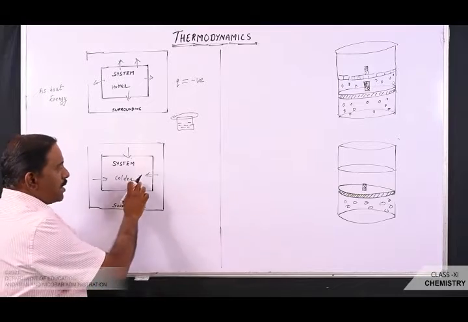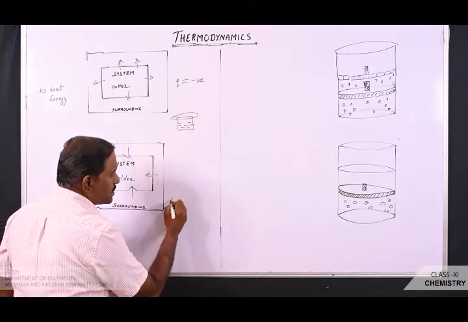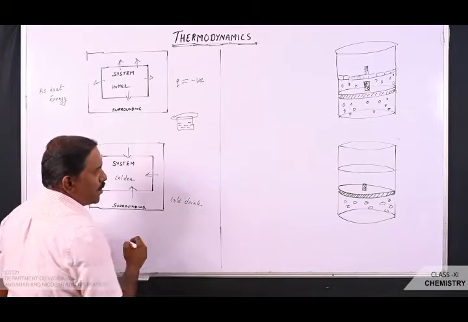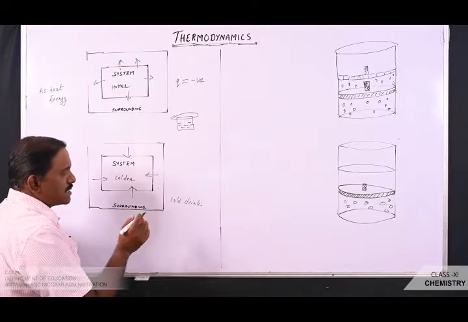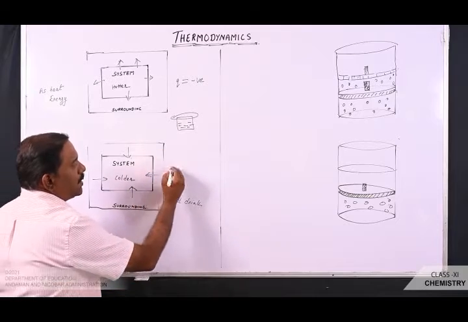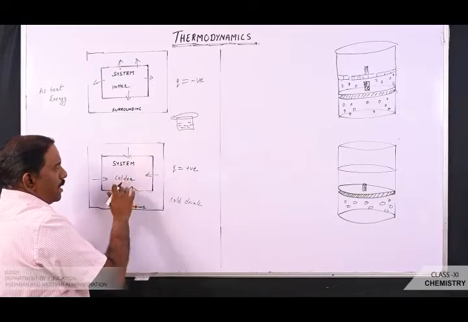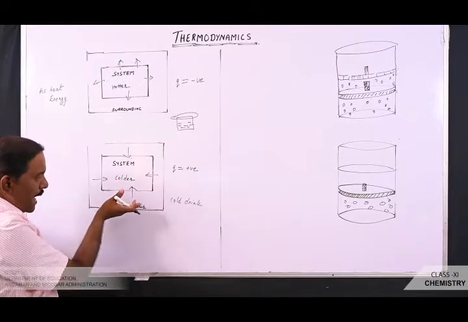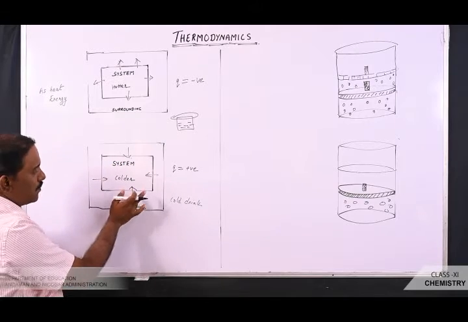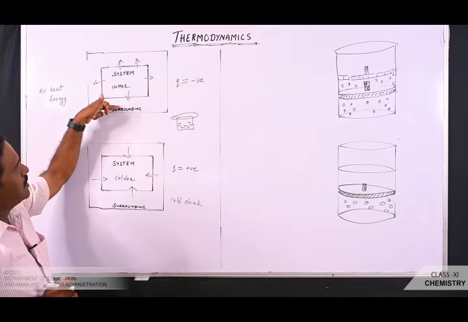Now we can take an example of cold drinks. Cold drinks is kept for a while, so what we see is that it also acquires the same temperature as that of the surrounding. So now here Q is positive, as it absorbs the heat from the surrounding into the system.